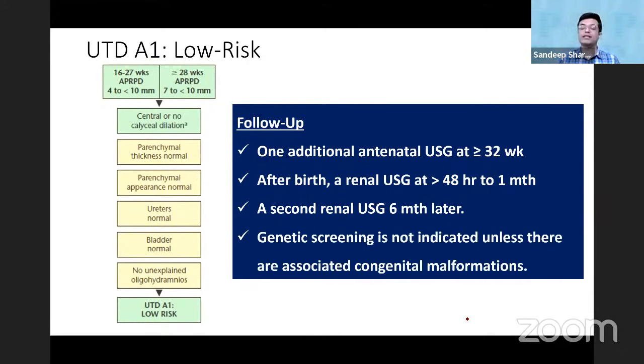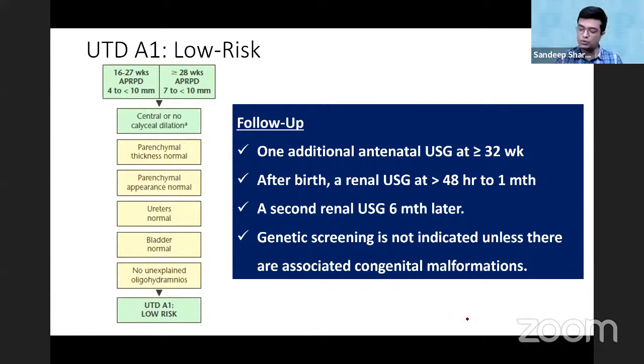And genetic screening is not indicated unless there are obvious associated congenital malformations, which have a tendency to be associated with a renal disease. If a congenital heart disease is there, or a single umbilical artery is there, then only you will go in for genetic screening. Otherwise, it is not indicated in these patients. So this is antenatal hydronephrosis, low risk, how you are going to follow up these patients, right?